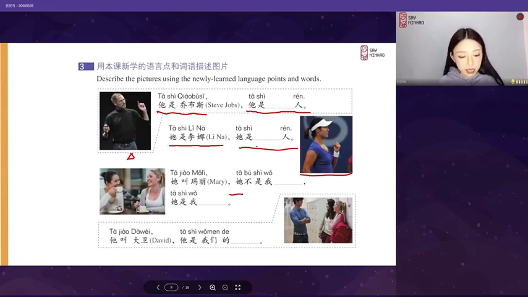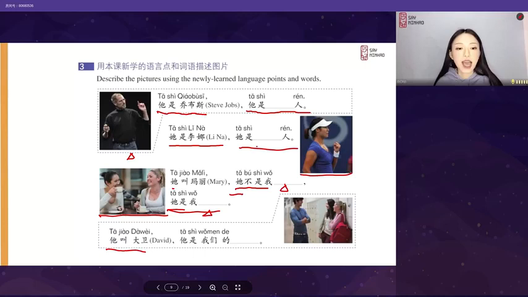Okay, 她叫玛丽。她不是我 something. 她是我 something. So, what should we put here? We can see these two people. They are in a really friendly mood. They are chatting. So they might be friends, and they might not be in a student-teacher relationship, right? So try to fill in the blanks. 她叫玛丽。她不是我老师 or 她不是我学生。她是我朋友。She is my friend. The next one, last one, last exercise.